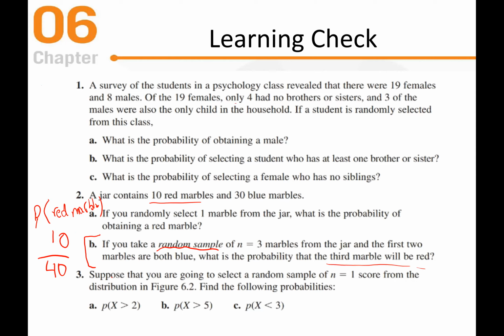So on to number 3. Suppose that you are going to select a random sample from the distribution that we looked at with the modified block histogram in 6.2. Find the following probabilities. All right, so let's go to that.